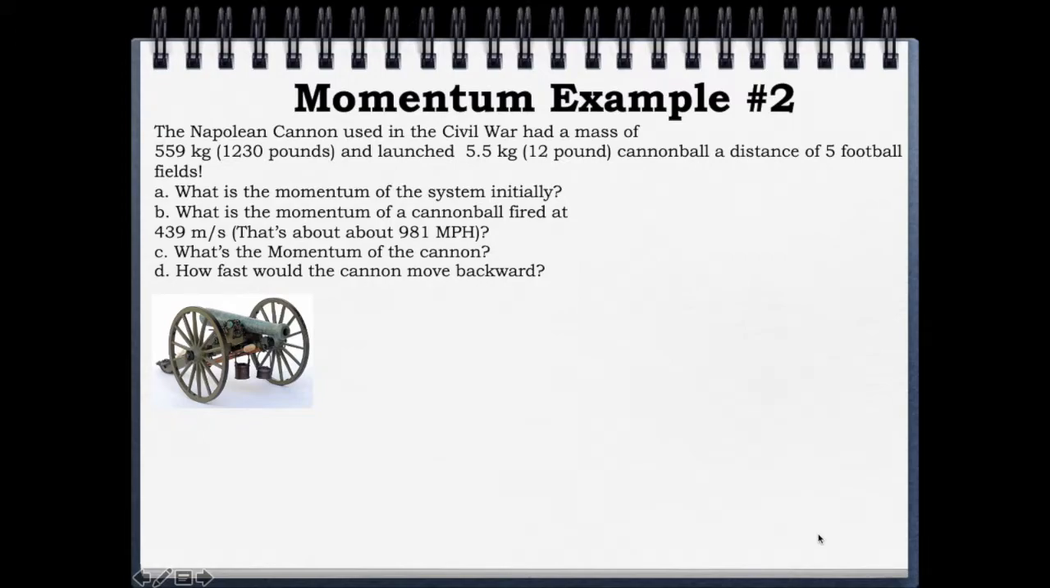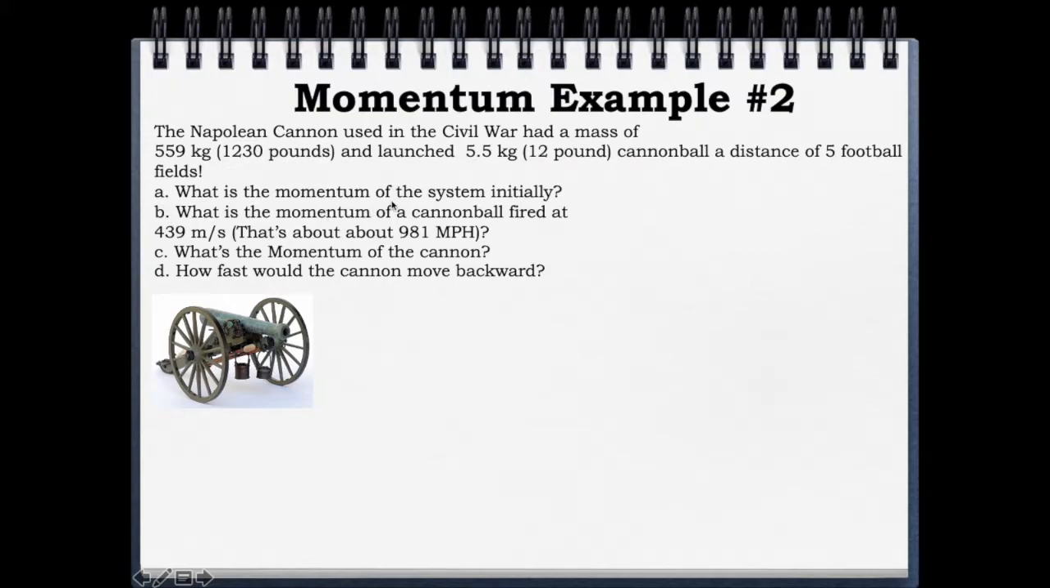I did verify, but it says the Napoleon cannon used in the Civil War had a mass of 559 kilograms. So that's the mass of the cannon itself, which is just over 1,200 pounds, and launched a 5.5 kilogram or 12-pound cannonball a distance of 5 football fields. So if you picture this, you have a really massive cannon launching basically an object that's the mass of a bowling ball. It can launch it 5 football fields, which is a very, very far distance, I should say. And the question is, what's the momentum of the system initially?